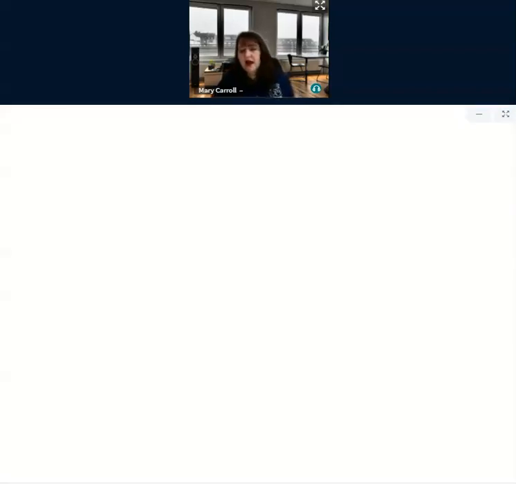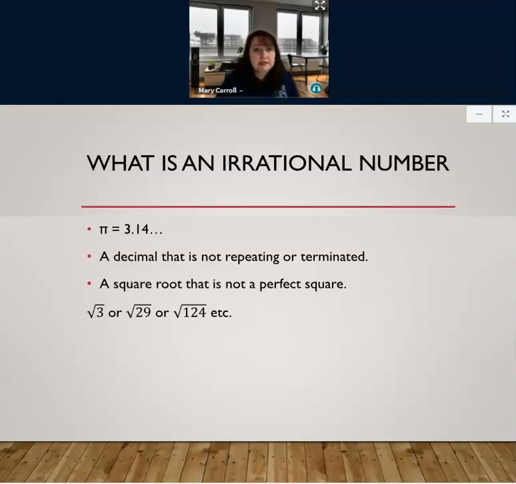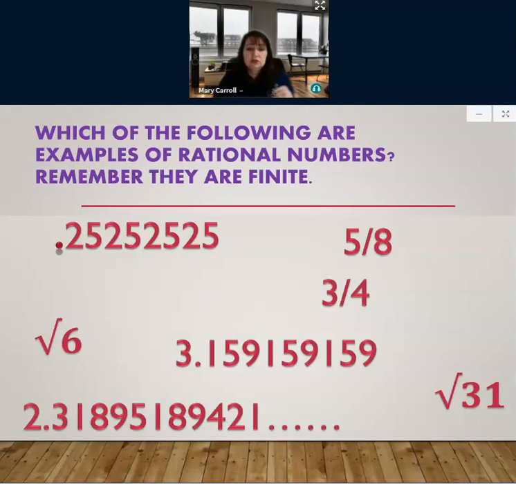Alright, so what about an irrational number? Well, it basically is like pi. I mentioned that earlier, 3.14, and keeps going. A decimal that is not repeating or terminating. Basically, it goes on forever and doesn't repeat. A square root that is not a perfect square. Square root of 3, square root of 29, square root of 124. There's so many possibilities. Anything, as I said, that is between the square root of 4 and the square root of 9, square root of 6, 7, and 8, and even 5, would all be irrational numbers.